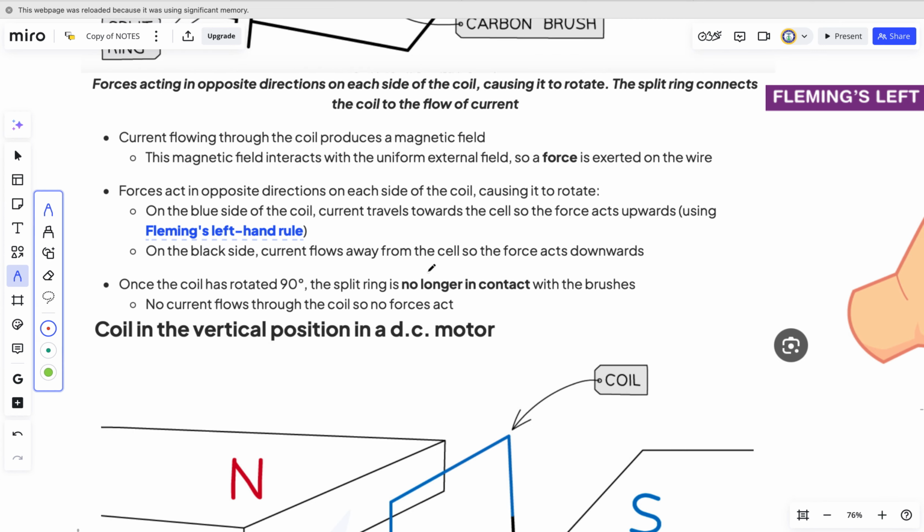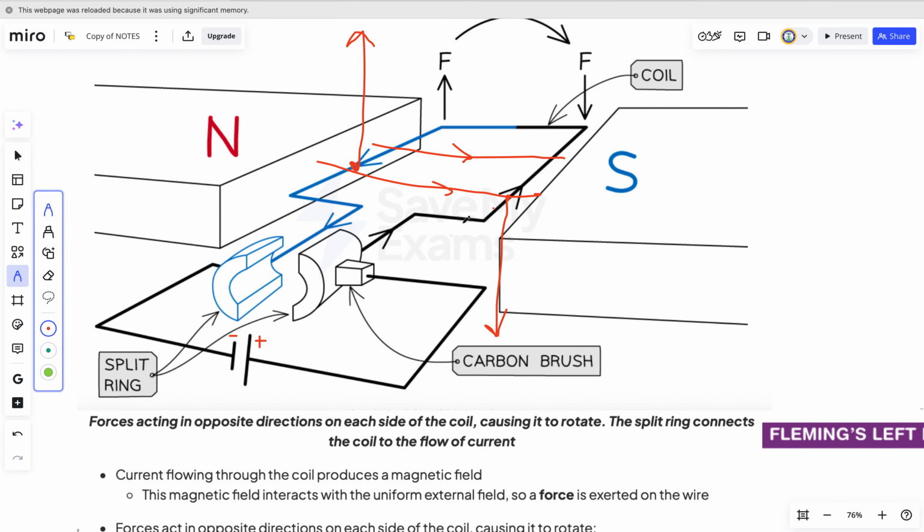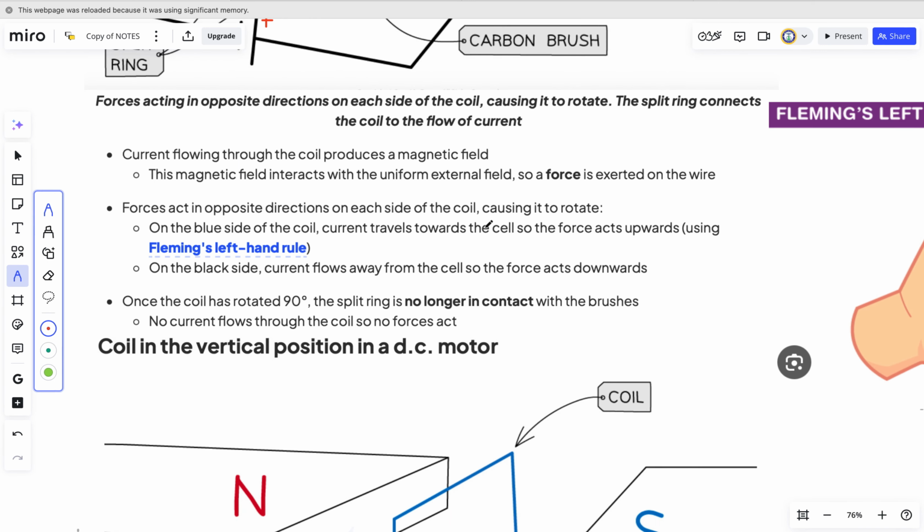Now the forces act in opposite directions on the coil. The force here will be acting downward. The force here will be acting upward, so that it can create rotation and this coil will be able to rotate. They might ask you in multiple choice: why is it that the forces created on the rectangular array of coil act in opposite directions? So that it can create rotation of the coil.